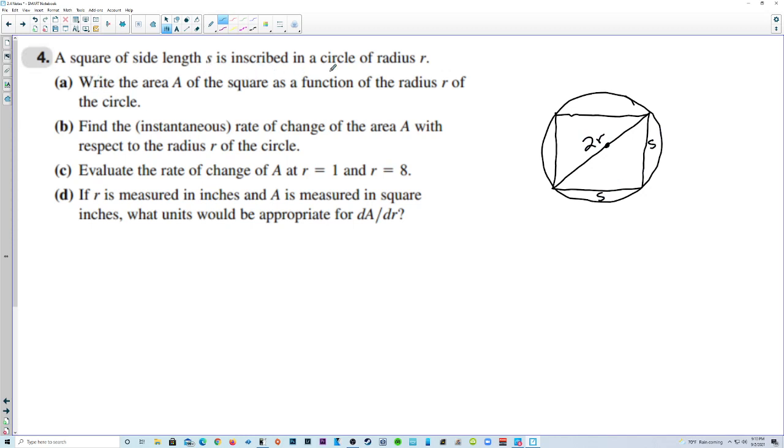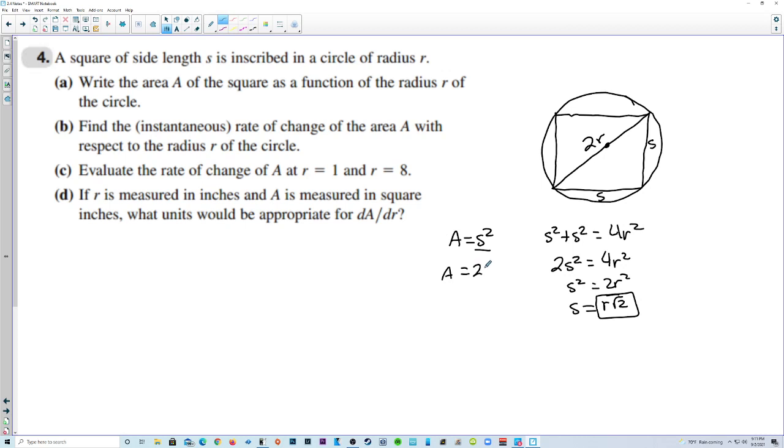We're going to write the area of the square as a function of the radius. So the area of a square is side squared. And here we have s squared plus s squared is equal to 4r squared. That's Pythagorean theorem. So 2s squared is equal to 4r squared. So s squared is equal to 2r squared. And we're going to square root. So s is equal to r times the square root of 2. Now when we square this, because we're going to plug that in for s, we get 2r squared.